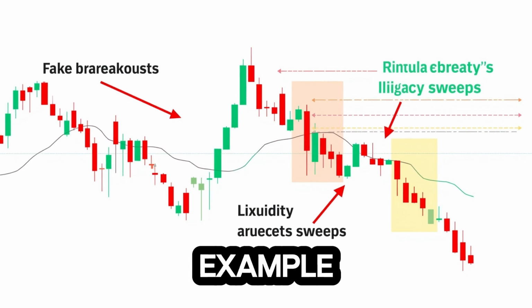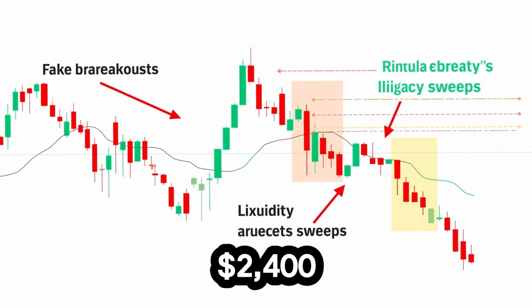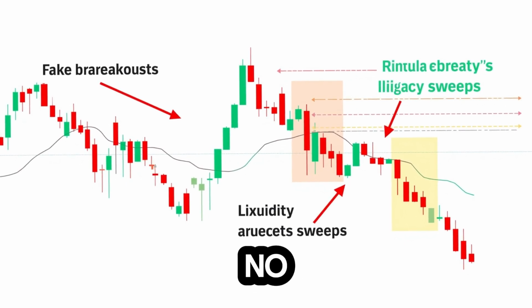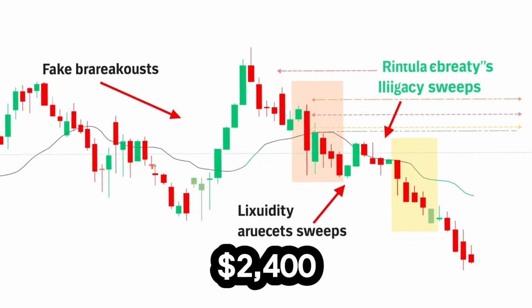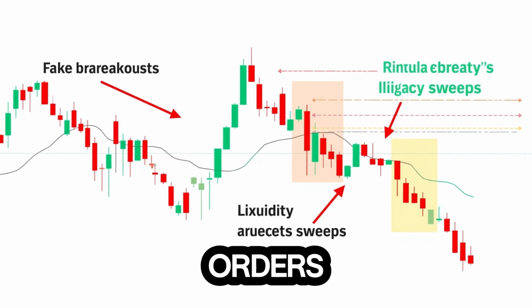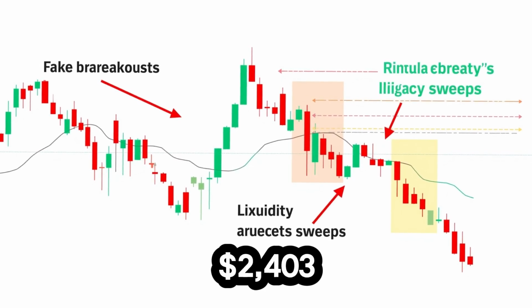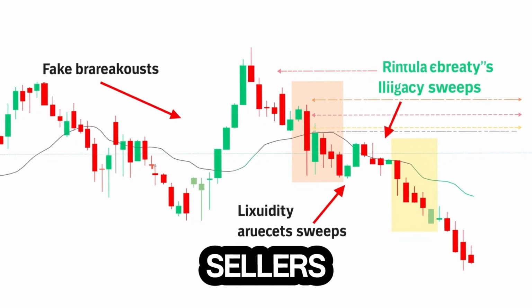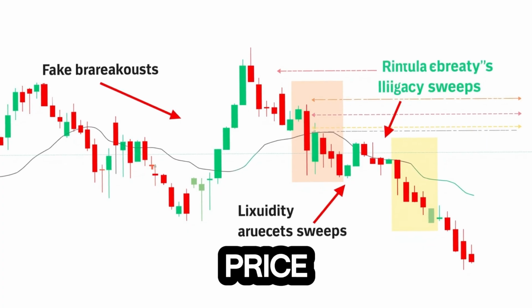For example, you want to buy gold at $2,400. The market has no sellers at $2,400, but has a cluster of sell orders at $2,403. Your order moves the price up to $2,403 to find liquidity, sellers. That's how price chases liquidity.